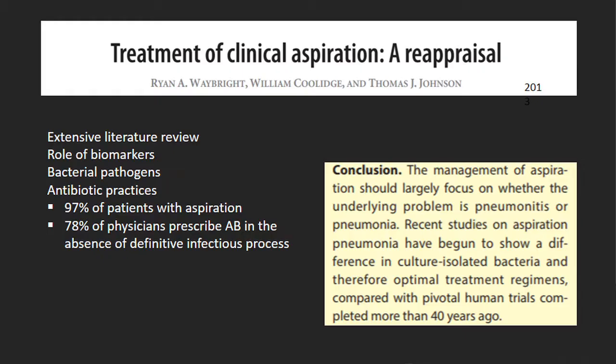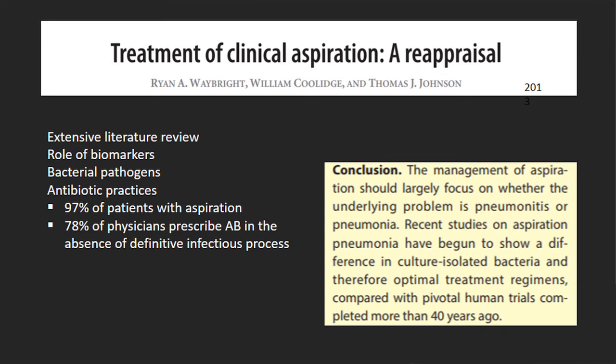So this one is a very good review of literature from 2013. It's an extensive literature review of the treatment of clinical aspiration. This is one of the references for my statement about the biomarkers. They reference a lot of the papers that have studied procalcitonin, CRP, pepsin, and other markers that are very complicated to obtain, so I didn't mention them. They're not practical. And then they talk about the antibiotic practices over time. And so 97% of the patients with aspiration are usually getting antibiotics.